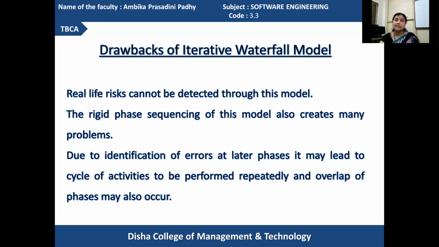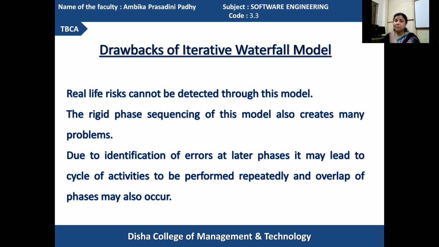The real life risk cannot be detected through this model. Real life risks, the frequent risks that are supposed to come at the time of using the system, cannot be detected and solved here, because it is sequential, consecutive, and procedural like the classical waterfall. The benefit is that if a particular phase has a certain error, then it can be rectified there, or it can be rectified at the later stages. This is the benefit, but the real life risk cannot be identified and solved here.